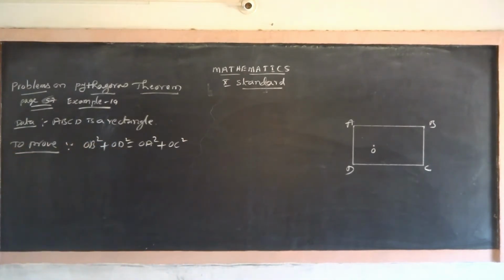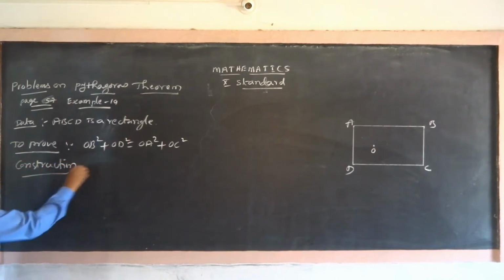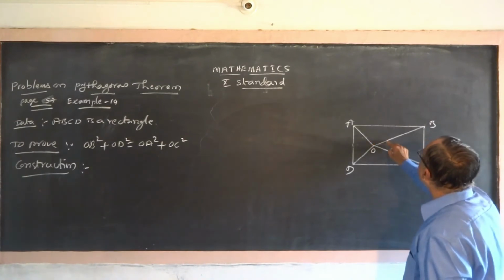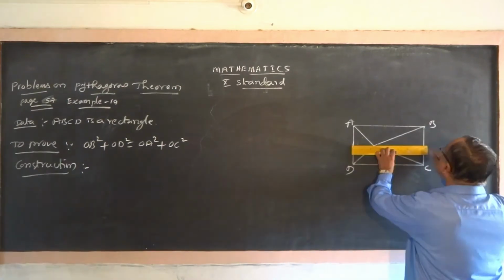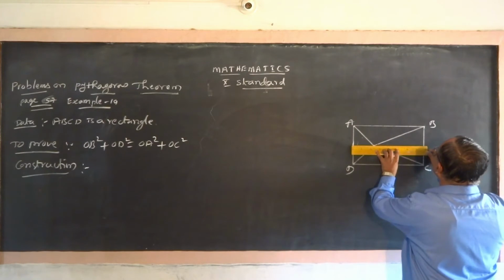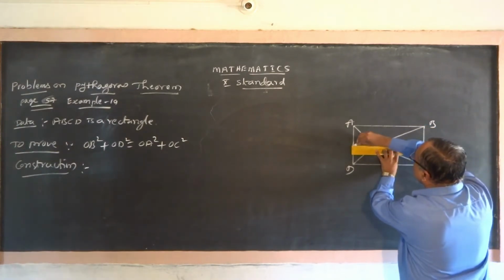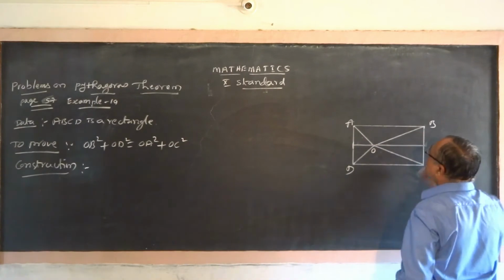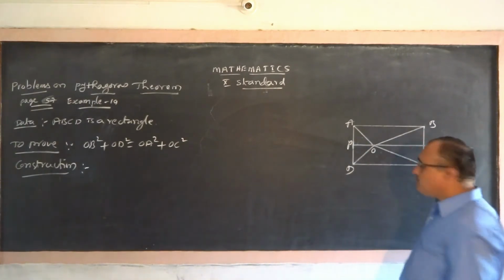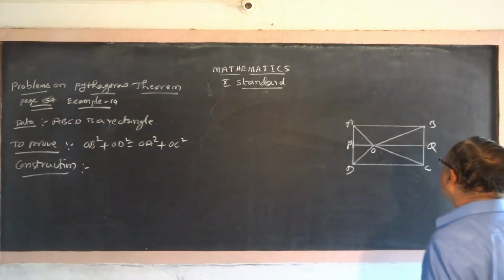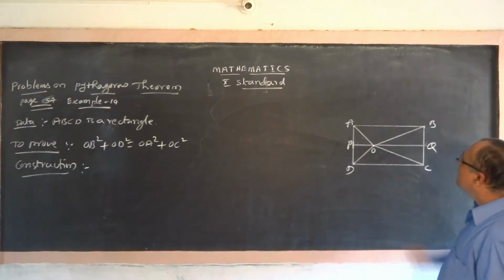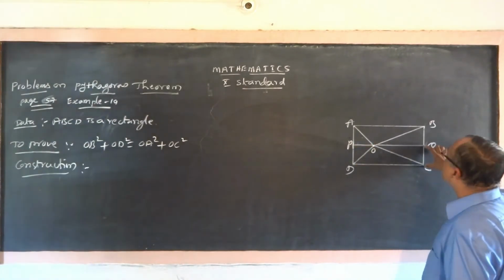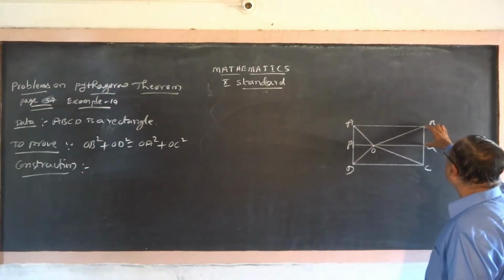Now you require to draw a construction. Why do you require to do this? Here OB means there must be a right angle triangle, and there is no right angle triangle here. Therefore, draw a line PQ. PQ is a line parallel to AB and DC. You see, PD equals CQ, AP equals BQ.